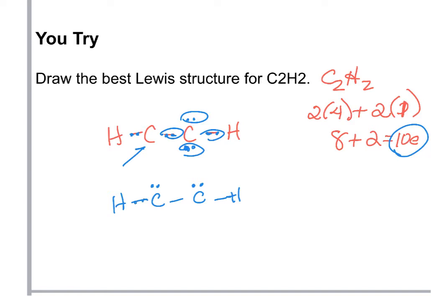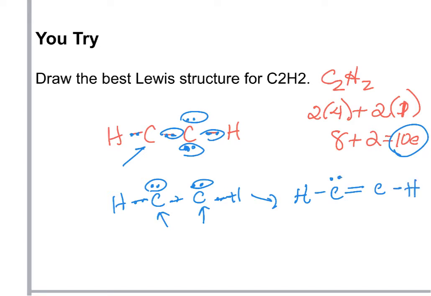So 2, 4, 6, 8, 10. Is everybody happy? No. Each carbon only has 6 valence electrons around it. All right, so I am going to have to make multiple bonds. And so you might do this in steps, or if you have a good intuition, you may be able to do it all in one fell swoop.